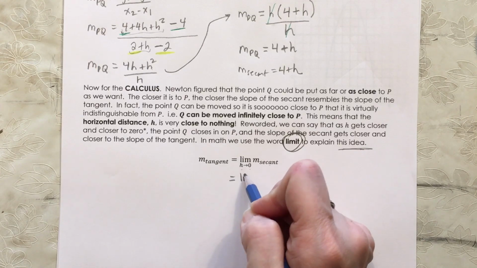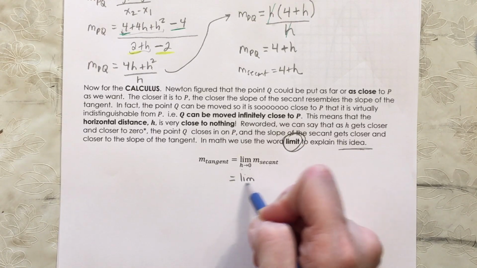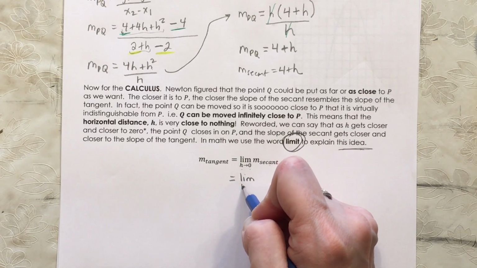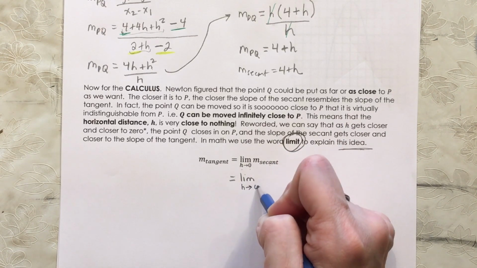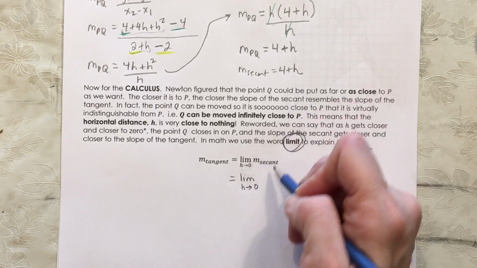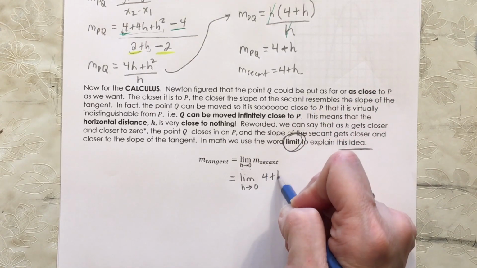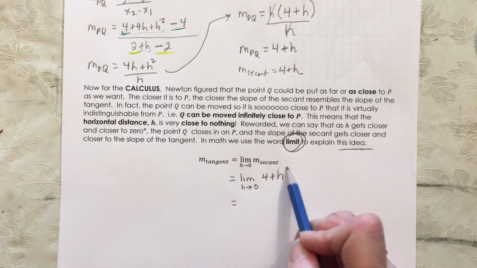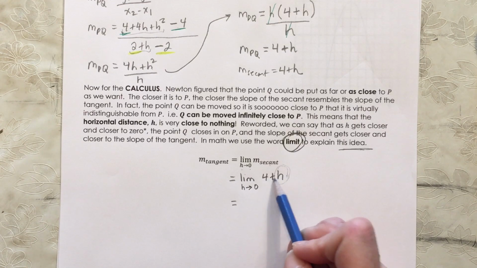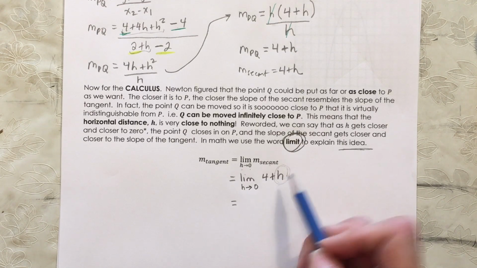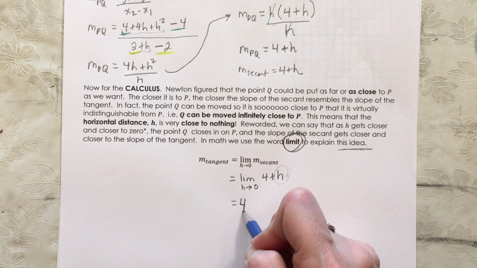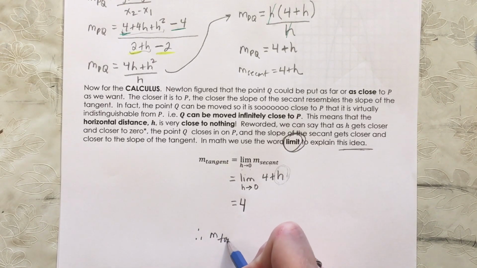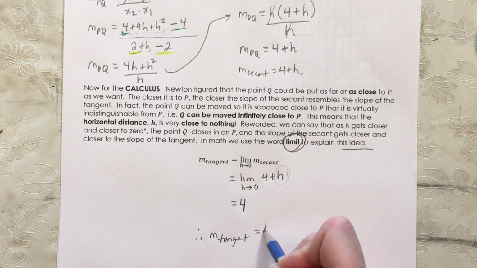So it's the limit, which is written in your regular writing size, and then underneath it, in a kind of subscript size, h arrow approaches 0. And we can replace the slope of the secant with 4 plus h. And you can see that as h gets closer and closer to 0, 4 plus almost 0 gets closer and closer to 4. So therefore, the slope of the tangent would be 4.